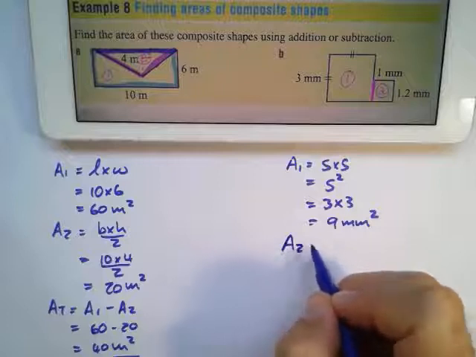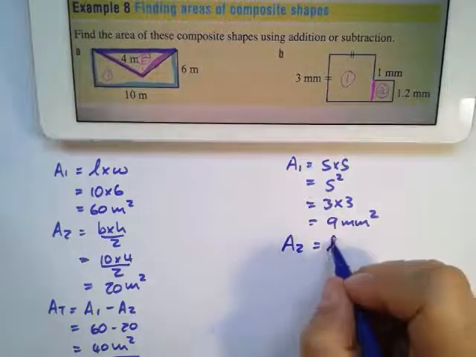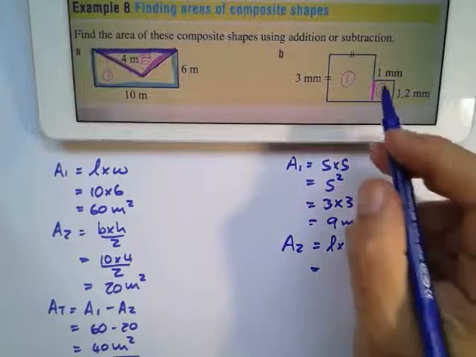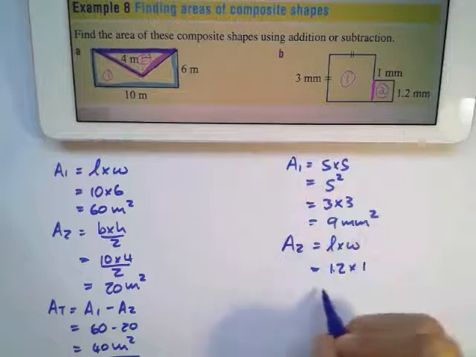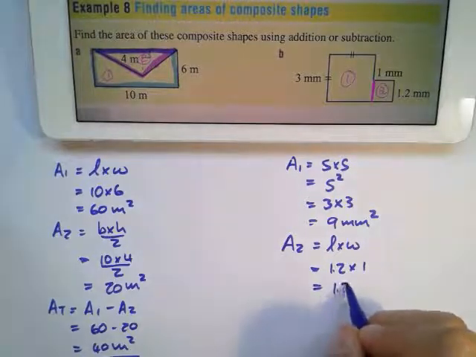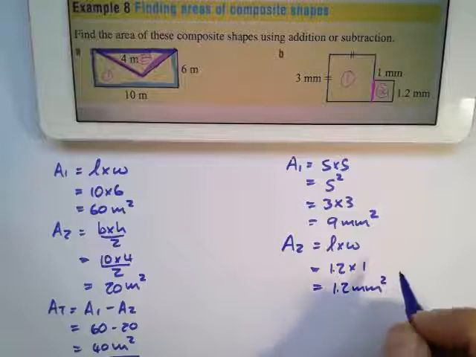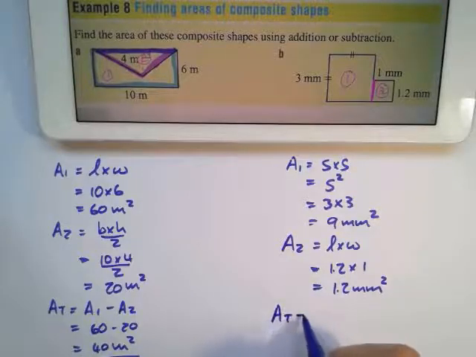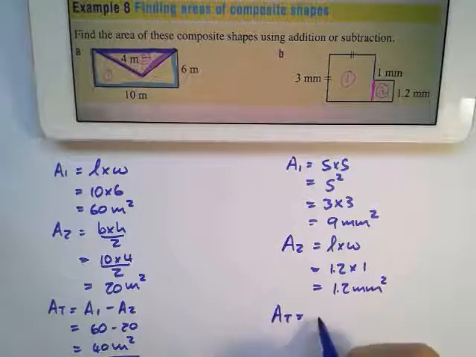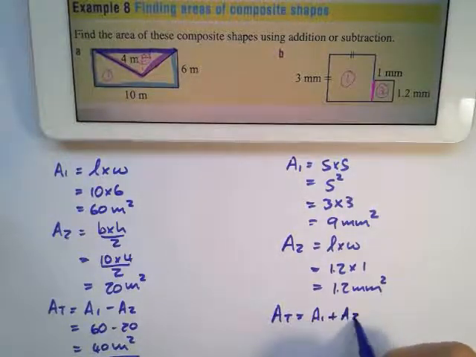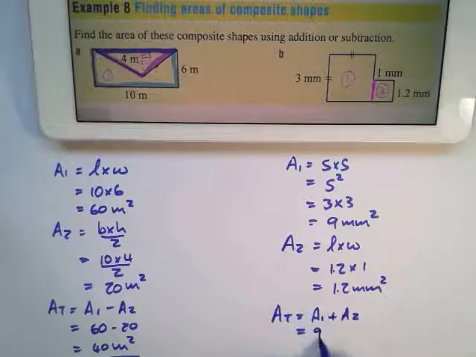Area 2 is the little rectangle, which is length times width. The length is 1.2 millimeters. The width is 1 millimeter. 1.2 times 1 is 1.2 millimeters squared. So what's my total area? I had to add this area to that area, which means the total area is area 1 plus area 2, and that will give us 9 plus 1.2, and the area then is 10.2 millimeters squared.